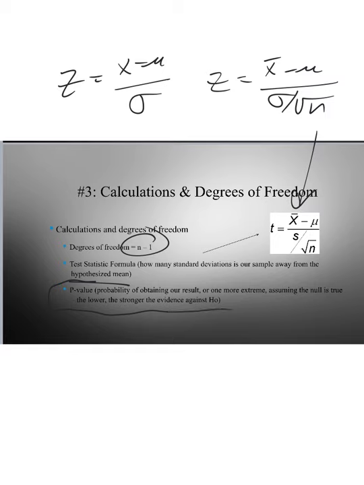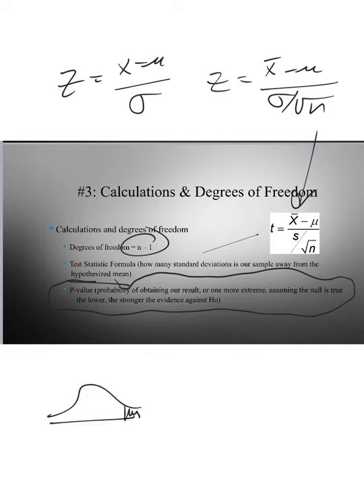This is a very important definition, one that you should feel comfortable with. The probability of obtaining our result or one more extreme, assuming the null is true. And of course, the lower that value is, the stronger the evidence. And again, for that p-value, if it's a greater than alternative, it's the area to the right of our test statistic. If it's a less than alternative, it's the area to the left of our test statistic. If it's a not equal to alternative, it's in both directions from our test statistic.